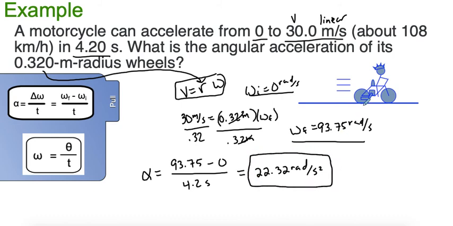So we took the linear velocity of the wheels here, the wheels pushing on the ground going that way. We took the linear velocity of the wheels and we converted that first to angular velocity by using our equation here that relates the two, and then we plugged those angular velocities into our acceleration equation to find the angular acceleration of the wheels to be 22.32 radians per second squared. Okay, so that concludes our lesson on linear and angular velocities.